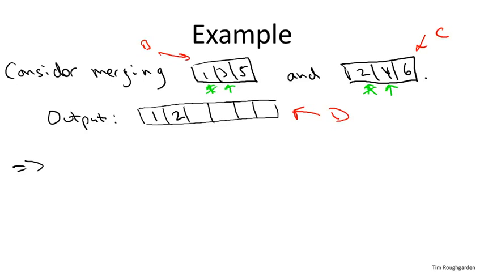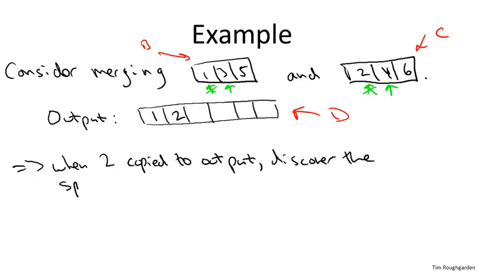So we copy over the 2 and we advance the second pointer j into C. And the thing to notice is this exposes 2 split inversions, the 2 split inversions that involve the element 2. And those inversions are 3, 2 and 5, 2. So why did this happen? Well, the reason we copied 2 over is because it's smaller than all the elements we haven't yet looked at in both B and C.